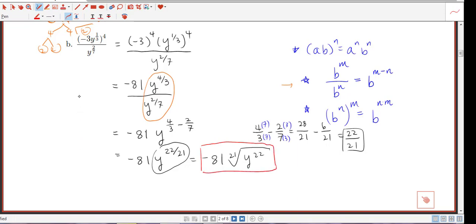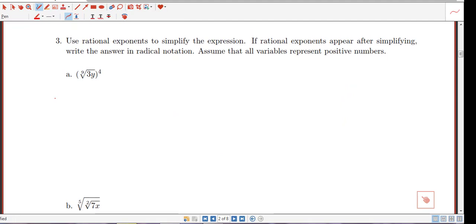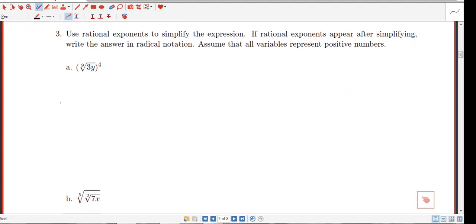All right. Let's go to number 3. Use rational exponents to simplify the expression. If rational exponents appear after simplifying, write the answer in radical notation. Assume that all variables represent positive numbers, which means don't worry about the absolute value. All right, let's get started.